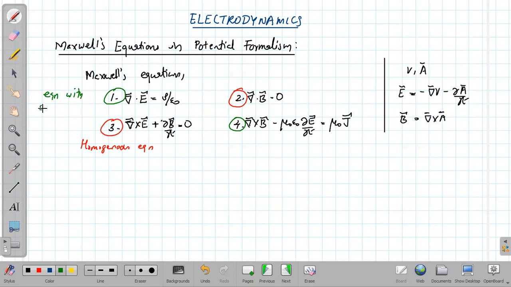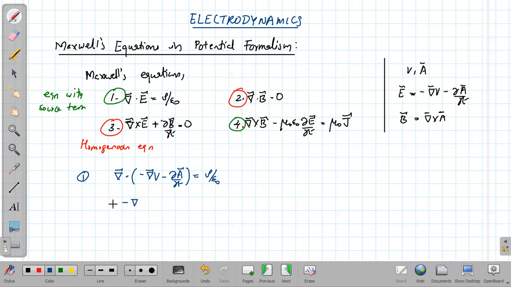And obviously they are inhomogeneous. So what we have to do is substitute the expressions for the electric field and magnetic field in equation number 1 and equation number 4. First we can take equation number 1, del dot E equal to rho by epsilon 0. So we can write del dot of minus del V minus dou A by dou t equal to rho by epsilon 0.